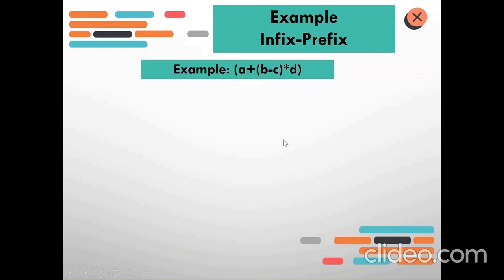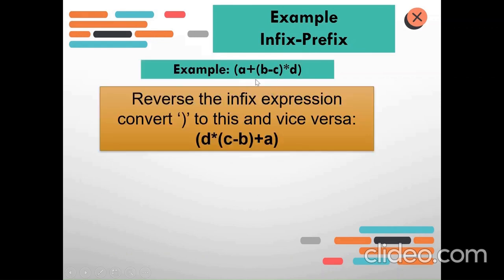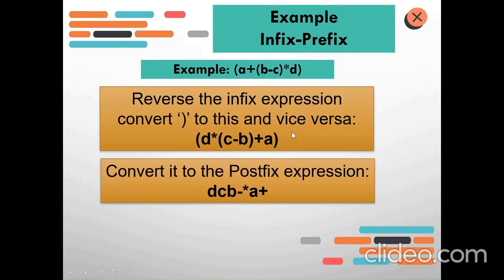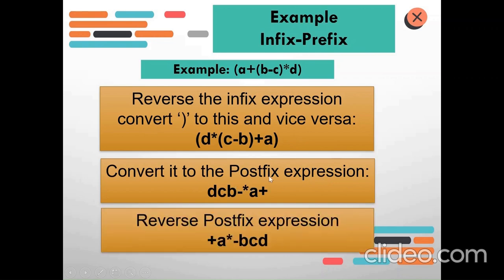Right? Let us take another example, which is more complex than the first one. A plus B minus C into D. Reverse the infix expression, right? So this is the opening bracket, this is D, this is the asterisk, and you will do the same while taking up other examples. Then we do the postfix conversion, and finally we reverse the postfix expression to get the equivalent prefix expression, right?